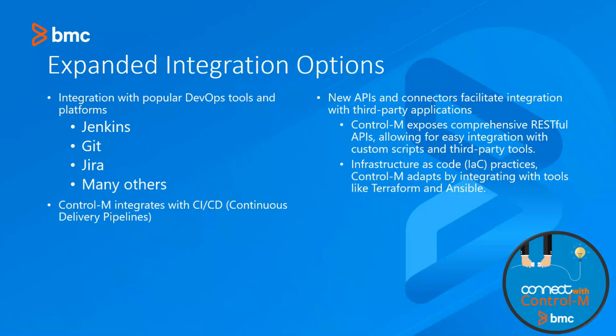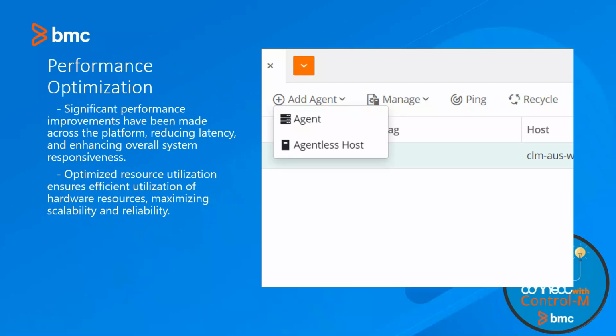With the rise of infrastructure as code practices, Control-M adapts by integrating with tools like Terraform and Ansible. This integration enables organizations to automate the provisioning and configuration of infrastructure components necessary for running their workloads. Next, we have performance optimization.